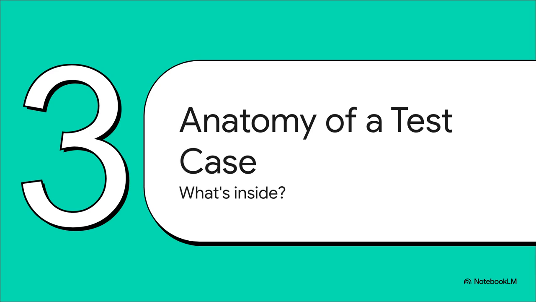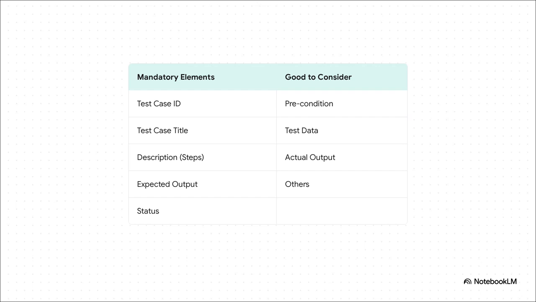So, if the test case is so important, like the fundamental building block of good software, what's actually inside one? Let's pop the hood, let's dissect it and really look at its core parts. Okay, let's break this down. Over on the left, you've got the mandatory stuff, the things you absolutely have to have. The ID so you can track it, the title, which tells you the goal, the description or steps, that's the recipe itself, and the expected output. This is super important because it's how you know what working actually means. And finally, the status, which tells you if it passed or failed.